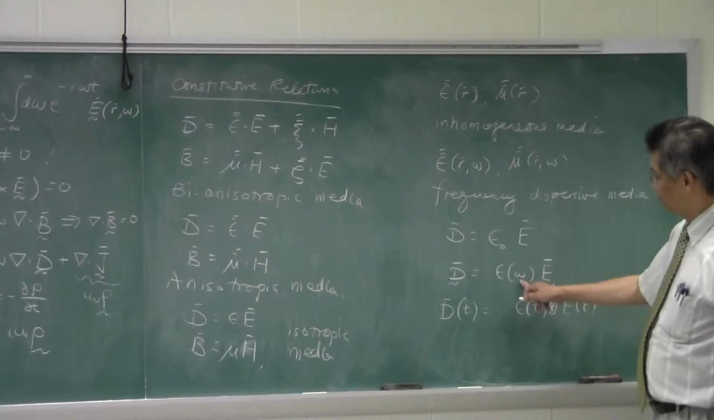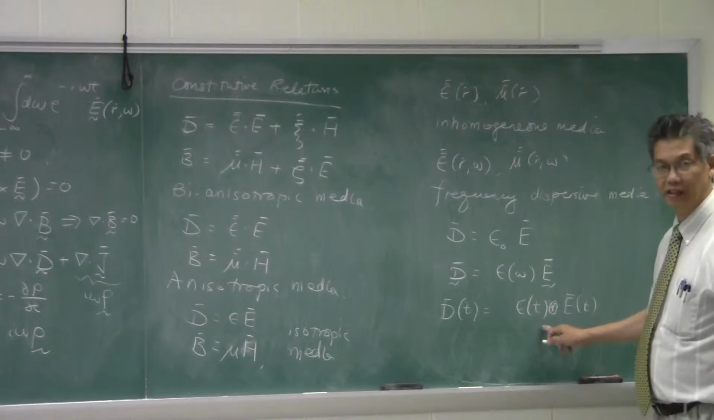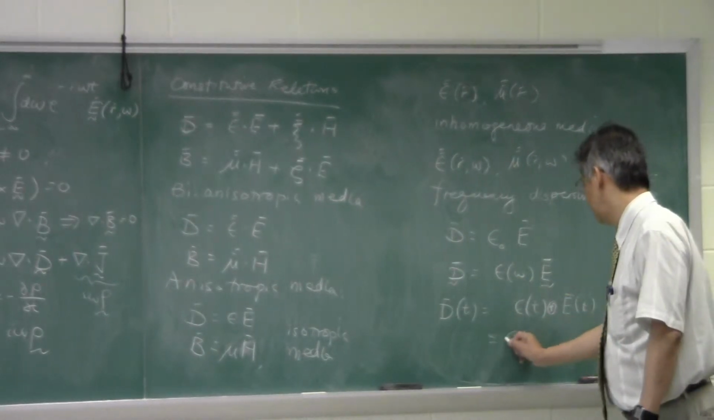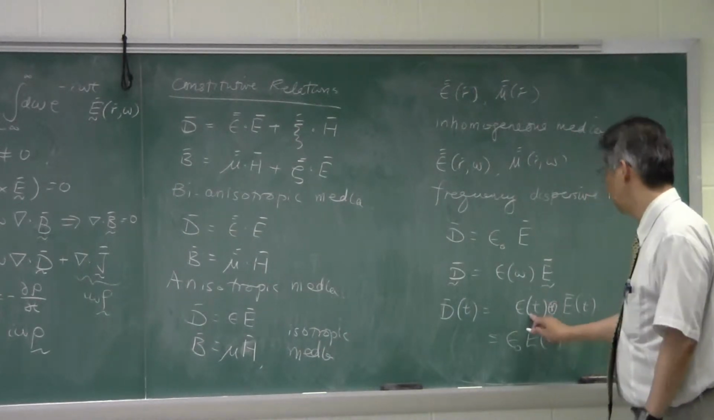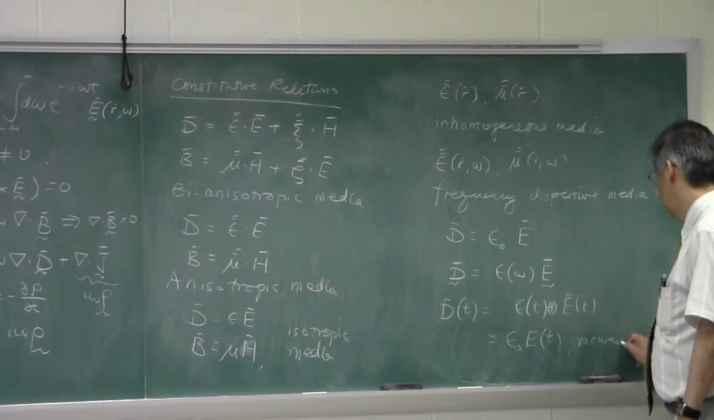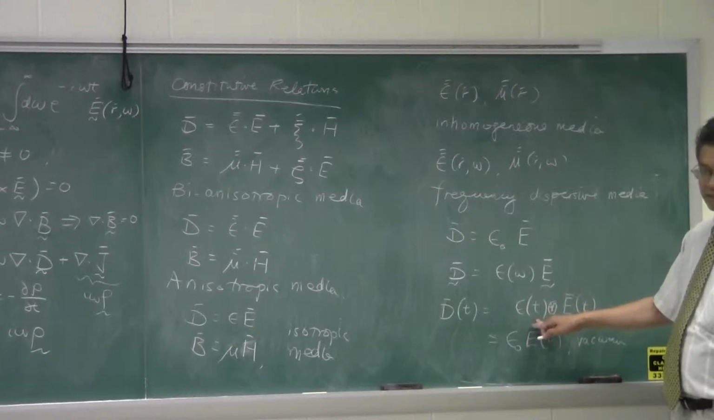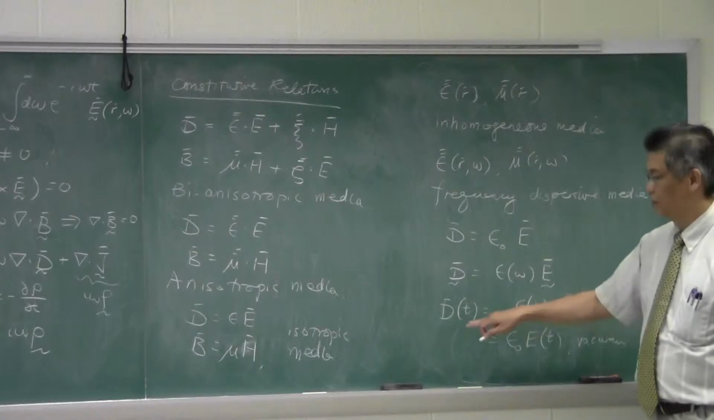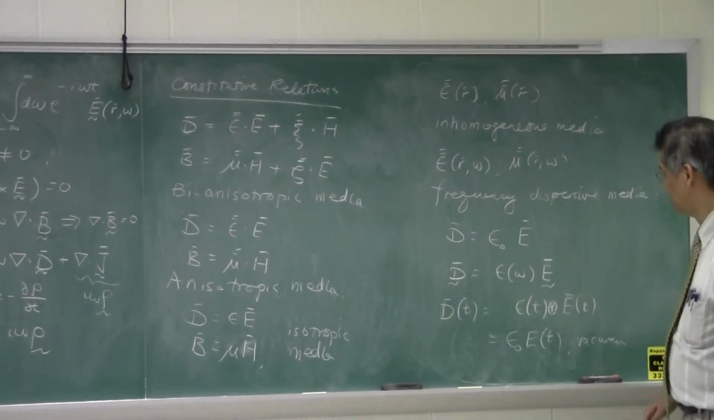And if this is independent of frequency, this becomes a delta function in the time domain, and this would just reduce to epsilon naught E(t). If this is independent of frequency, this is for vacuum. Which means that if this is a delta function, whenever you apply an E, you instantaneously give rise to a D, instantaneous response.